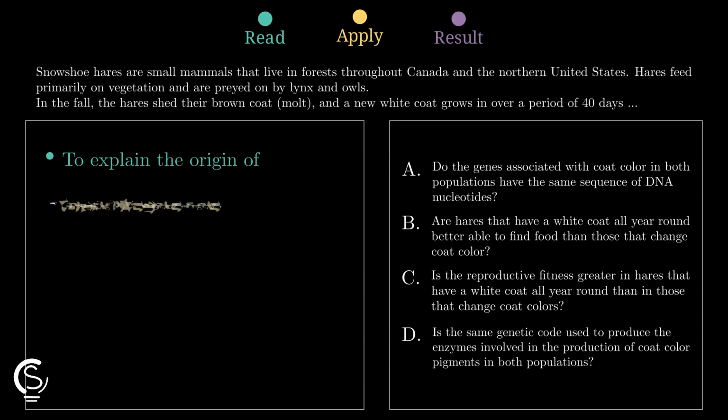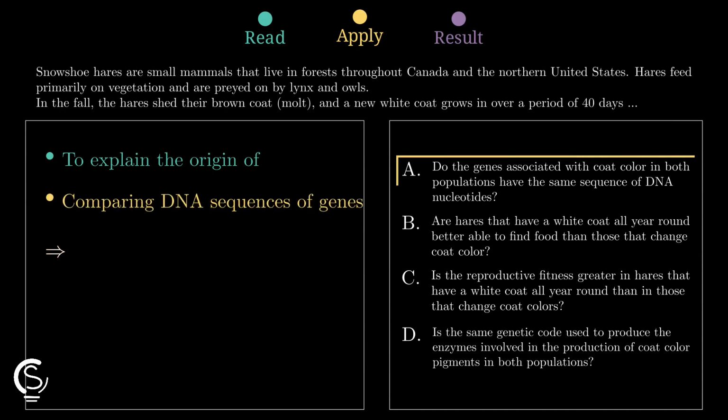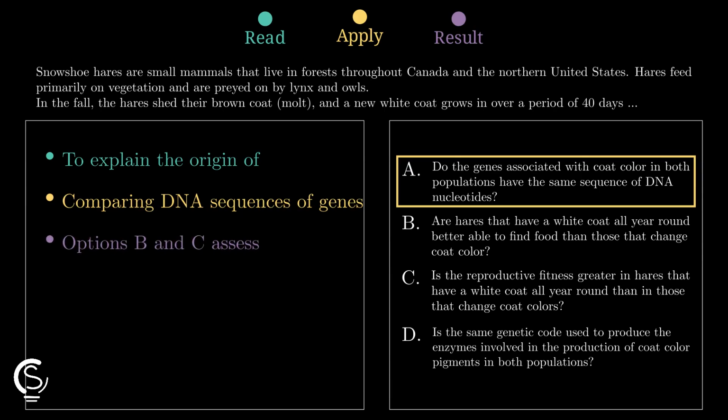Options B and C assess fitness or food, not the genetic origin. Option A directly tests the DNA sequence, making it our perfect scientific winner.